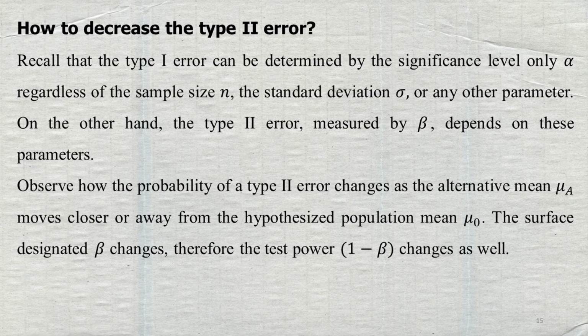How to decrease the type 2 error. Recall that the type 1 error can be determined by the significance level alpha only, regardless of the sample size n, the standard deviation sigma, or any other parameter. On the other hand, the type 2 error, measured by beta, depends on these parameters. Observe how the probability of a type 2 error changes as the alternative mean, mu A, moves closer or away from the hypothesized population mean, mu naught. The surface designated beta changes, therefore the test power, 1 minus beta, changes as well.